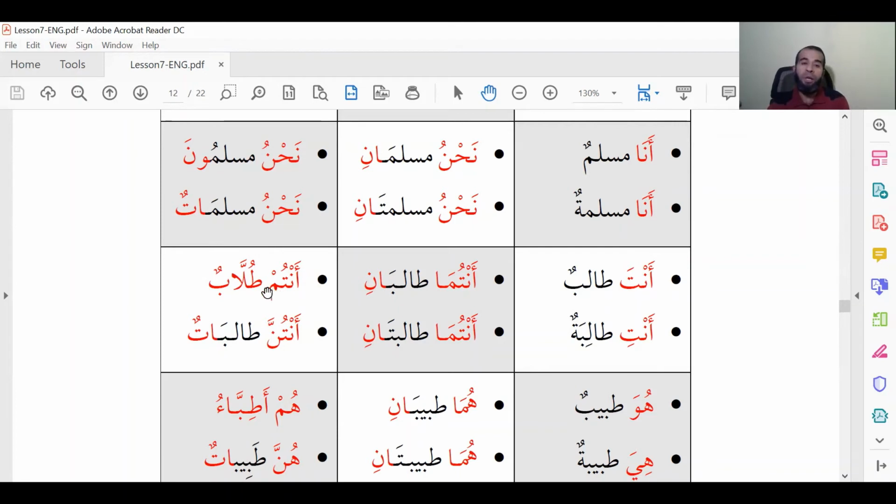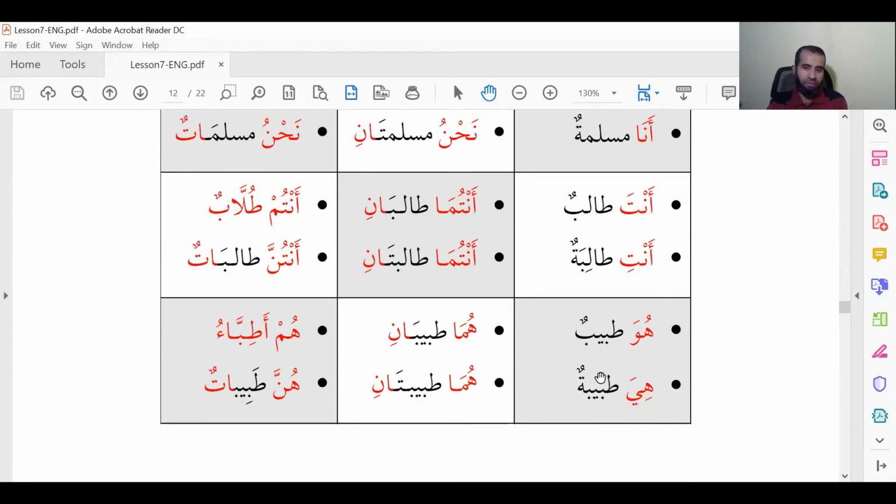And for plural masculine, أنتم, the plural of طالب is طلاب. أنتم طلاب. For feminine, أنت طالبة. And for dual, أنتما طالبتان. And for plural, أنتن طالبات. Third person, هو, he is, هو طبيب. For dual, هما طبيبان. And for plural masculine, هم أطباء.